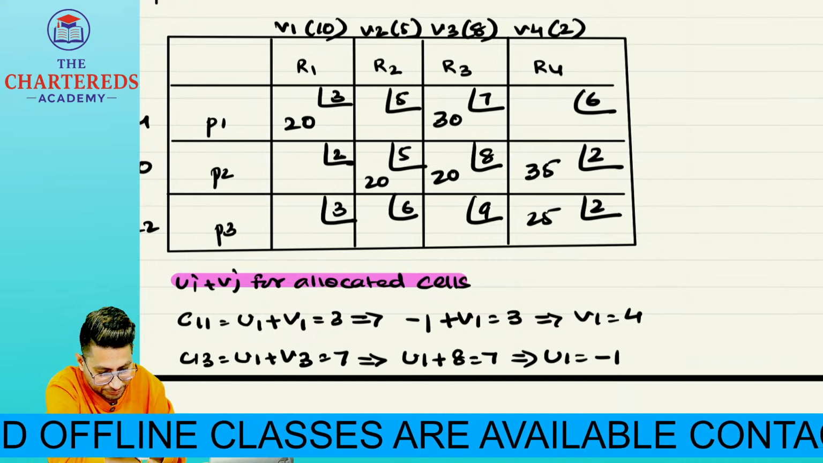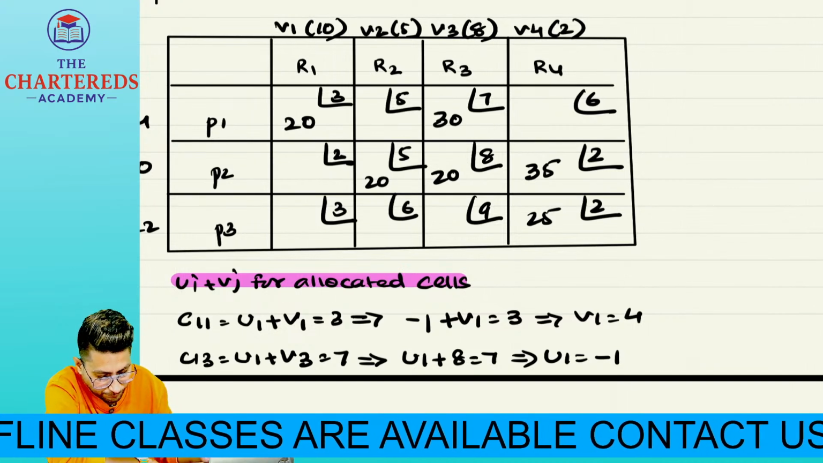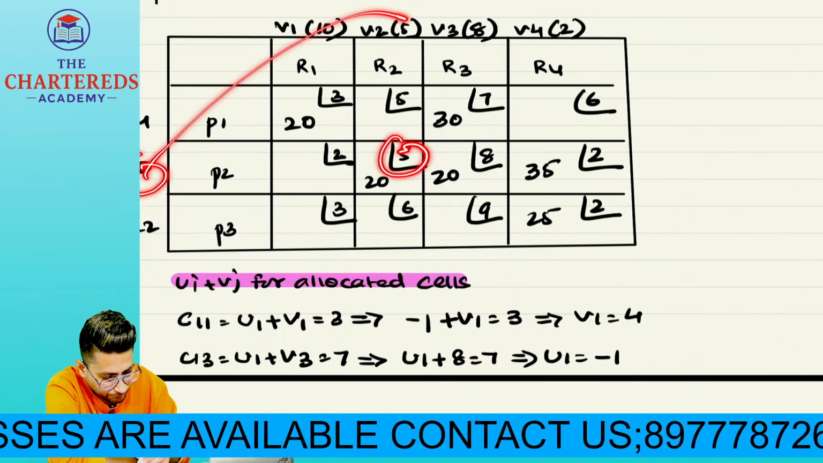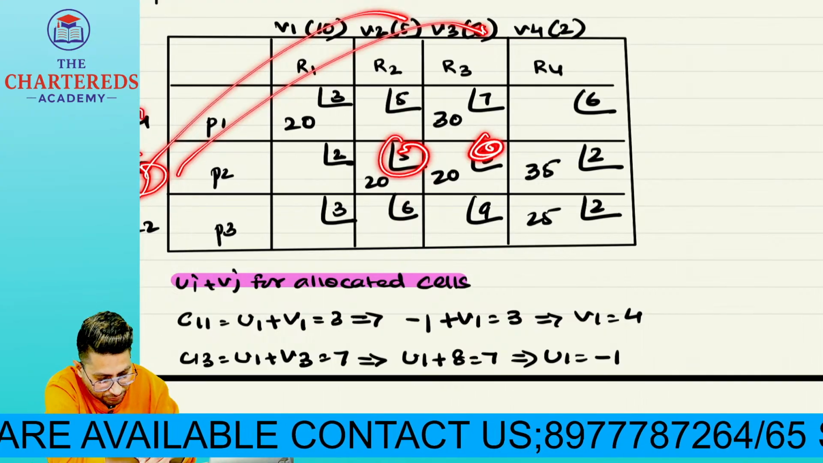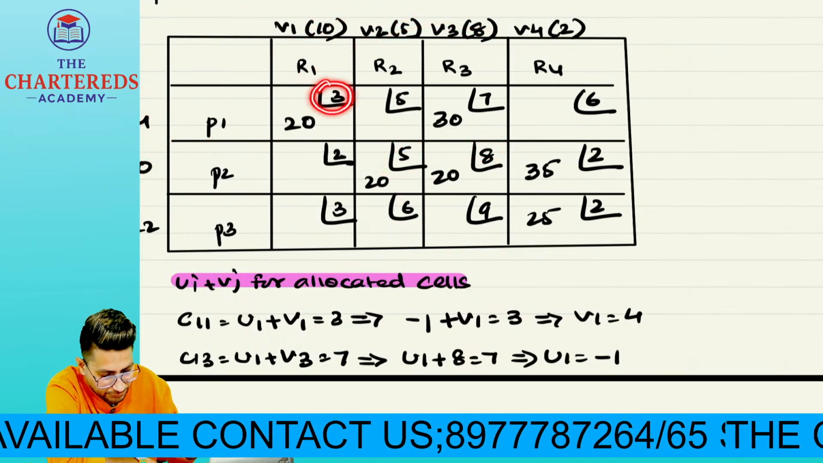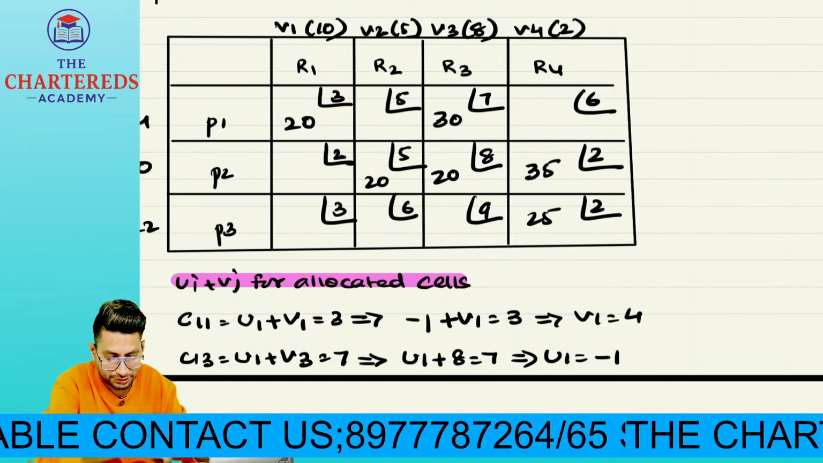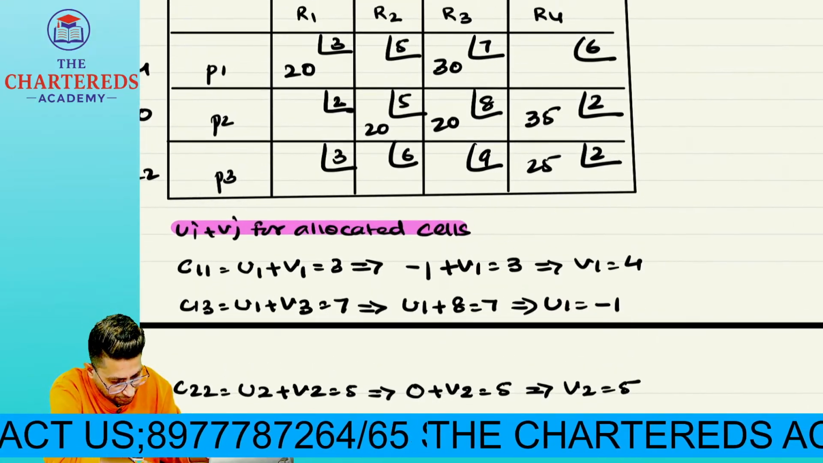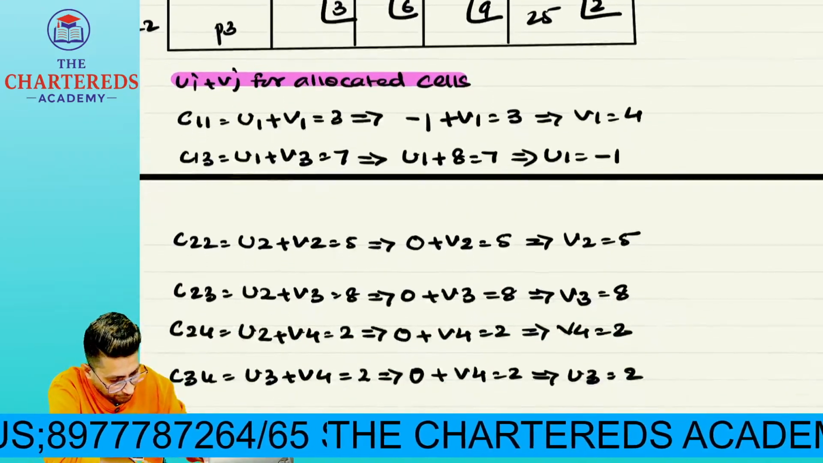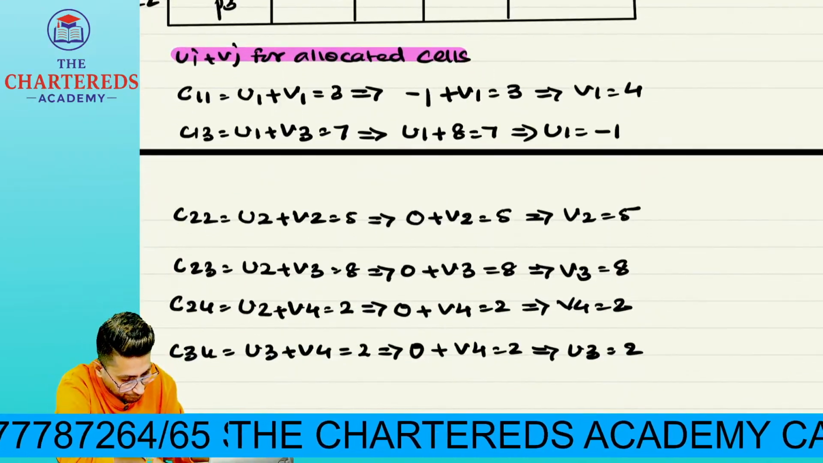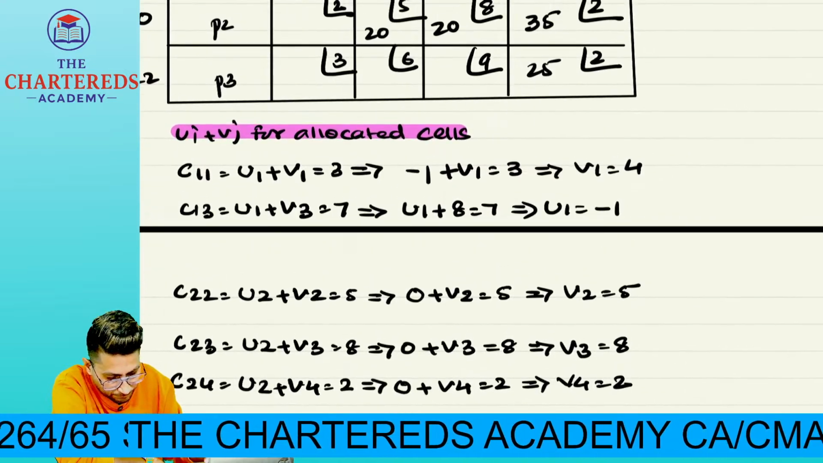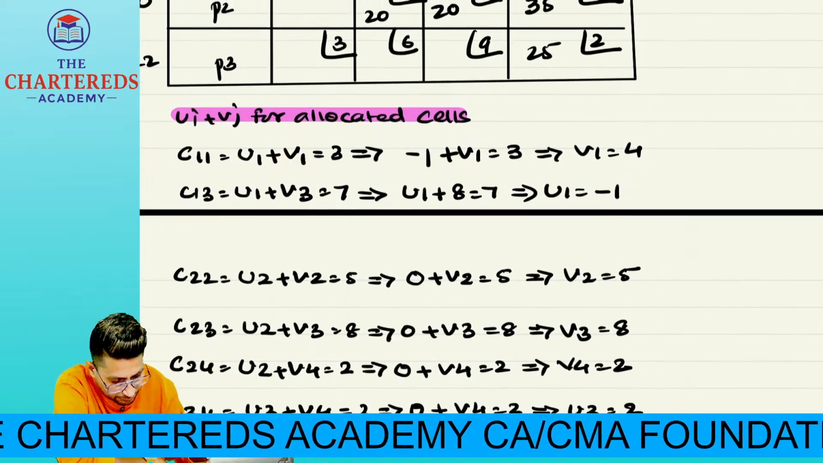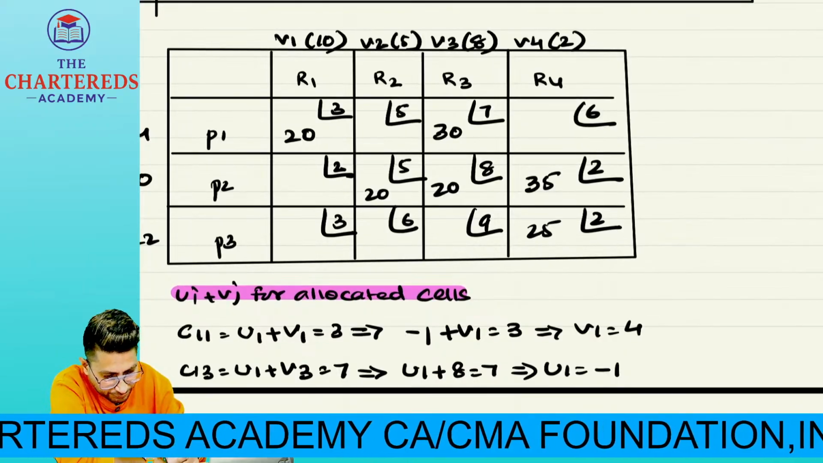But still we are not getting the answer right. See, 0 plus 5 is giving us 5. 0 plus 8 is giving us 8. 4 plus 10, it can't be 3, right? Allocated cells. Somewhere we have made a mistake. U1 value should be... V1 value 4. No. See, here we did not know V1, right? Let me check once.